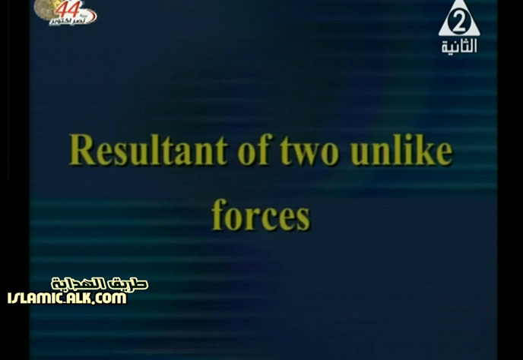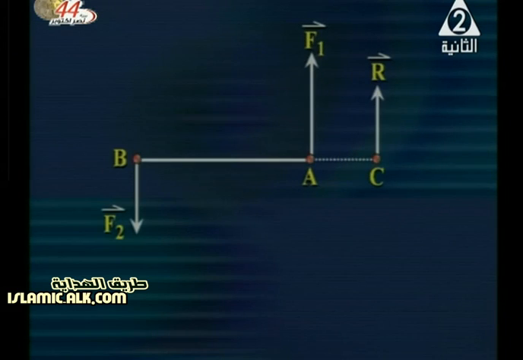Now we turn to the resultant of two unlike forces. What do we mean by unlike forces? Unlike forces means opposite forces: F1 is in the opposite direction of F2. Look, dear student, we have two forces, F1 and F2. F1 acts at point A, F2 acts at point B.